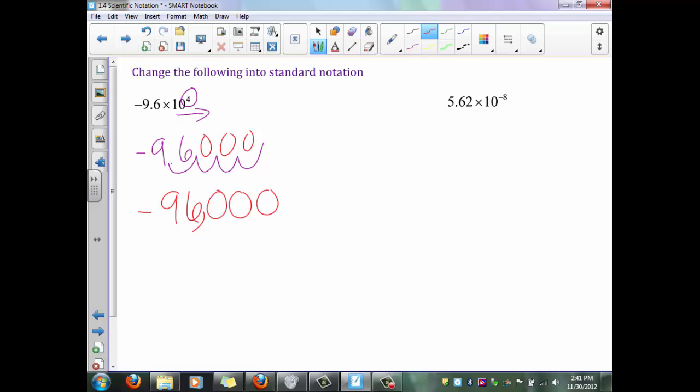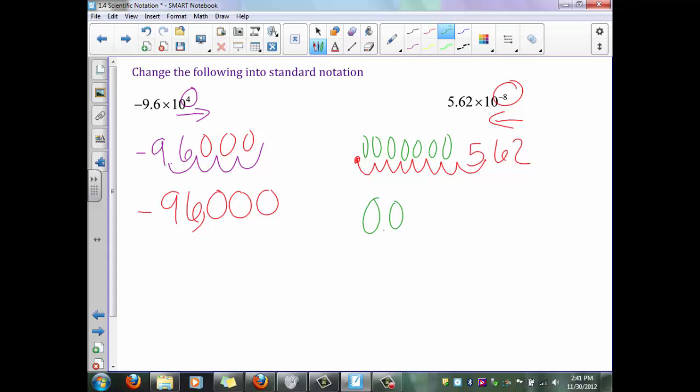On this second one, we have to the negative 8th power, which means we need to move our decimal place 8 positions, but this time we're going to the left because we need our answer to be a decimal. So we'll have 5.62, move it 8 spots, so 1, 2, 3, 4, 5, 6, 7, 8. So we'll have 1, 2, 3, 4, 5 zeros. 1, 2, 3, 4, 5, 6, 7, then 5, 6, 2.